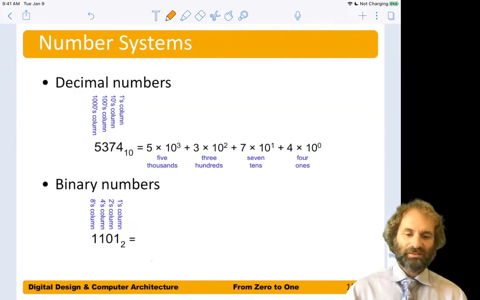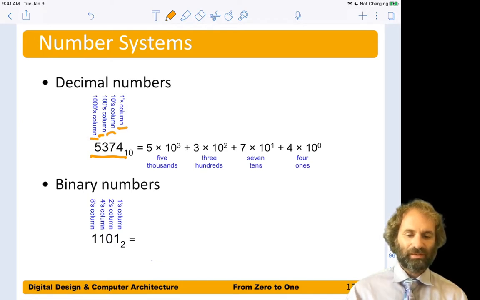So we're all accustomed to working with decimal numbers, or base 10. These are numbers where each column has 10 times the weight of the previous. So for example, consider the number 5374. We'll put a subscript 10 after it to indicate that this is in base 10, or decimal. The columns are the ones column, the tens column, the hundreds column, and the thousands column. Each column has 10 times the weight of the previous.